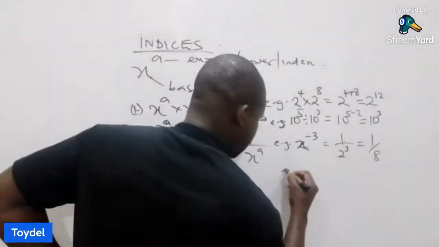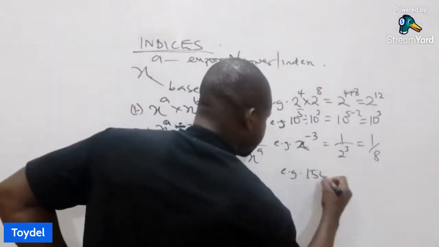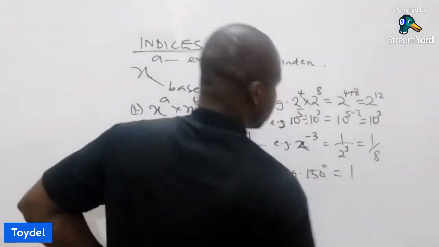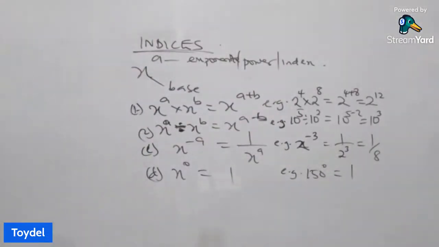Then the last one, let's say you have 150 raised to power 0. What is the answer? 1. The answer is 1. So that is that about indices. Check my videos on indices and simple exponential equations to look for further examples.